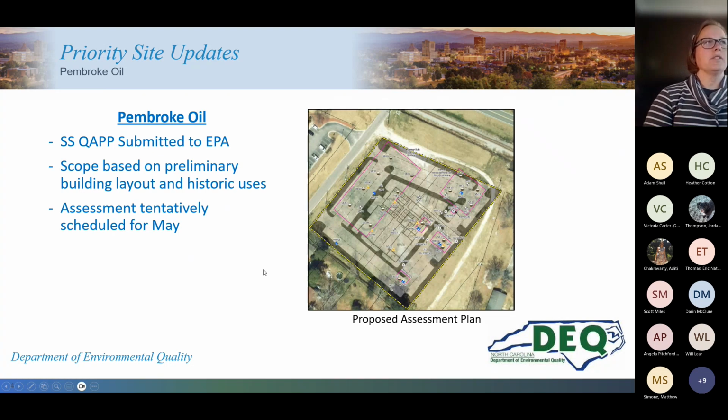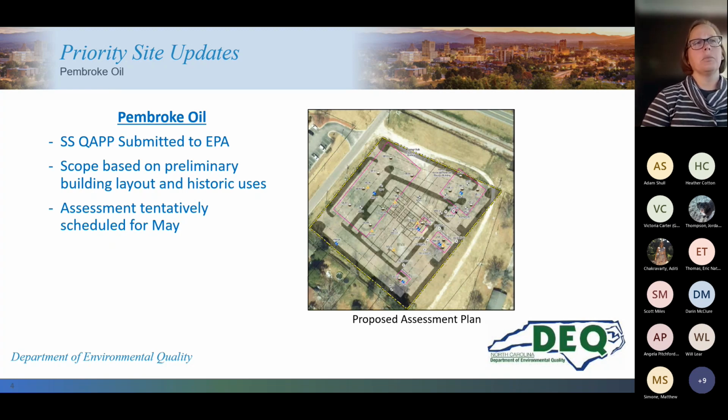Pembroke Oil, we have submitted the site-specific QAPP, that site-specific work plan. That was submitted last week, and we hope to actually be in the field with this in mid-May. We have tentatively scheduled the drillers and the site work, so that is really exciting. The scope of work, for those of you who are not familiar with an environmental assessment, is a pretty typical site map. This particular property is cleared and vacant, so there are no buildings, no demolition issues, just an open parcel.